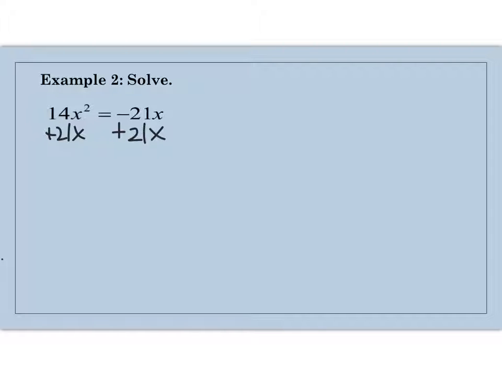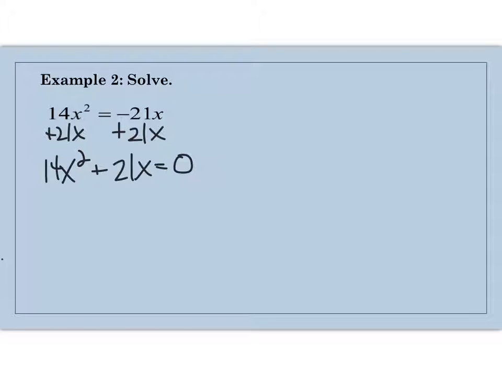Now remember, these guys have to have the same exponent to be able to combine them. This is an x squared term, and this is just an x to the first. So I can't combine them. I'm just going to write them next to each other. So 14x squared plus 21x. And now equals, on the other side we have 0.